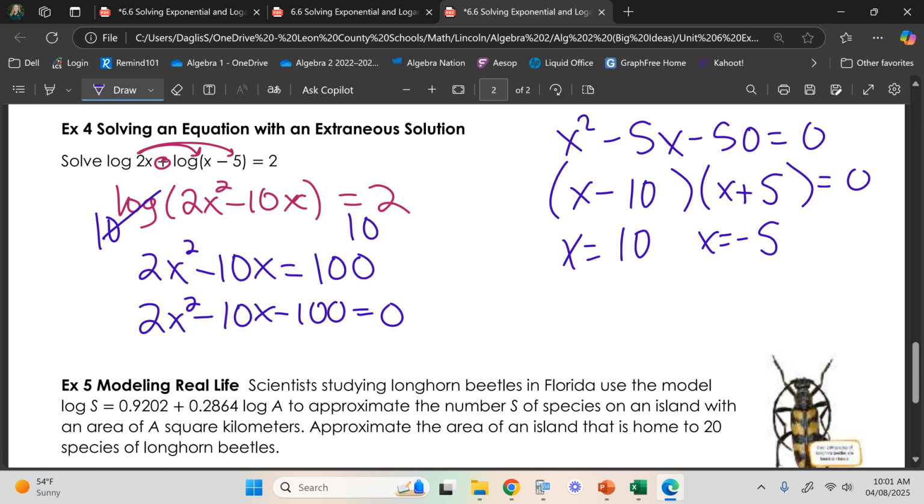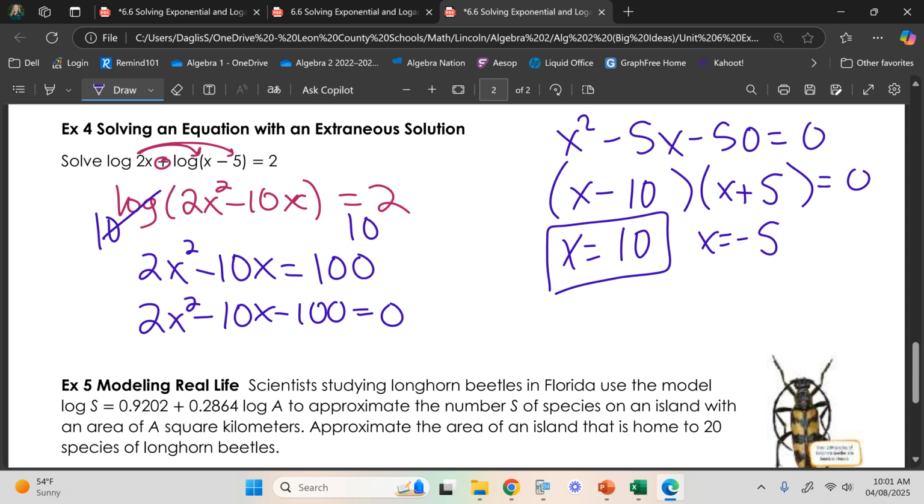We have to test them, okay? I have 2 logs to plug it into. Messing up only one of them makes it not work for the entire equation. So first let's plug it into 2x. What is 2 times 10? 20, that's fine. Check the other one. We have log of x minus 5. So what's 10 minus 5? 5. So those are both fine, right? So I like 10.